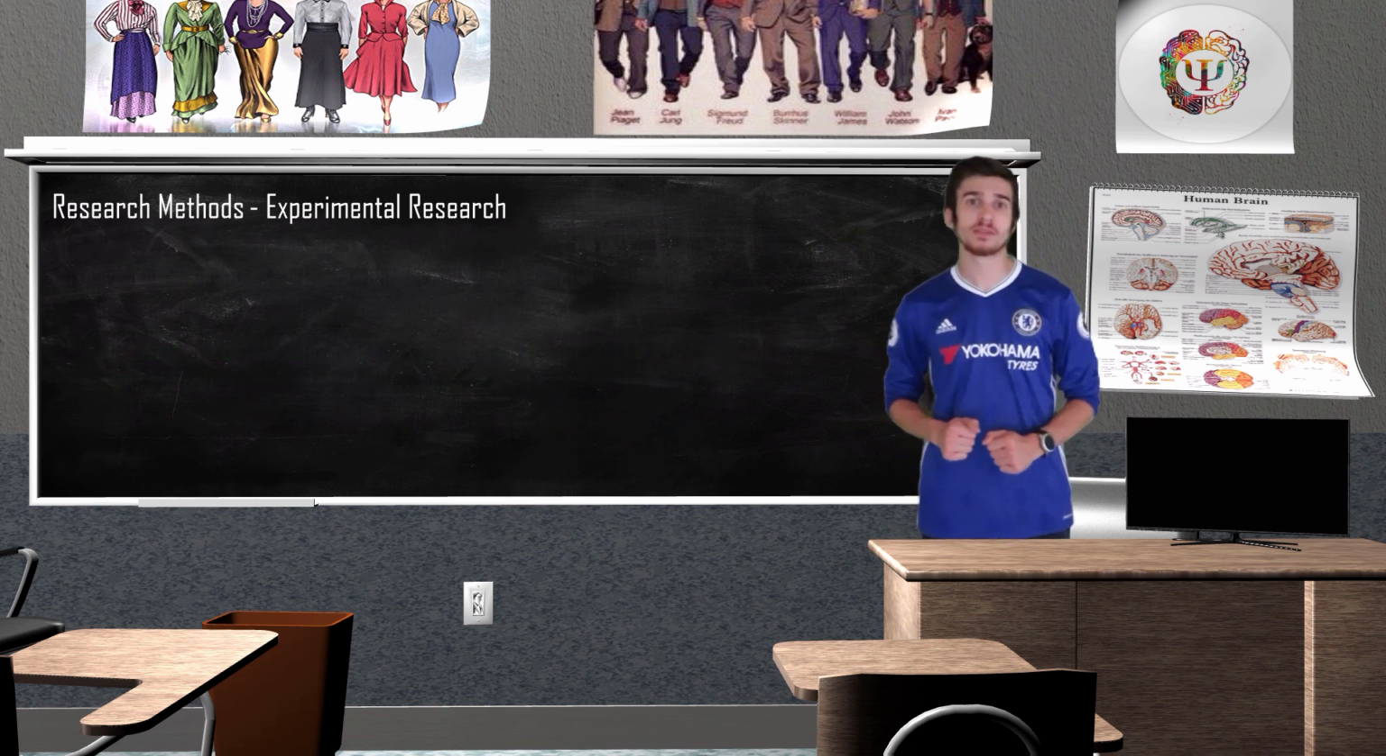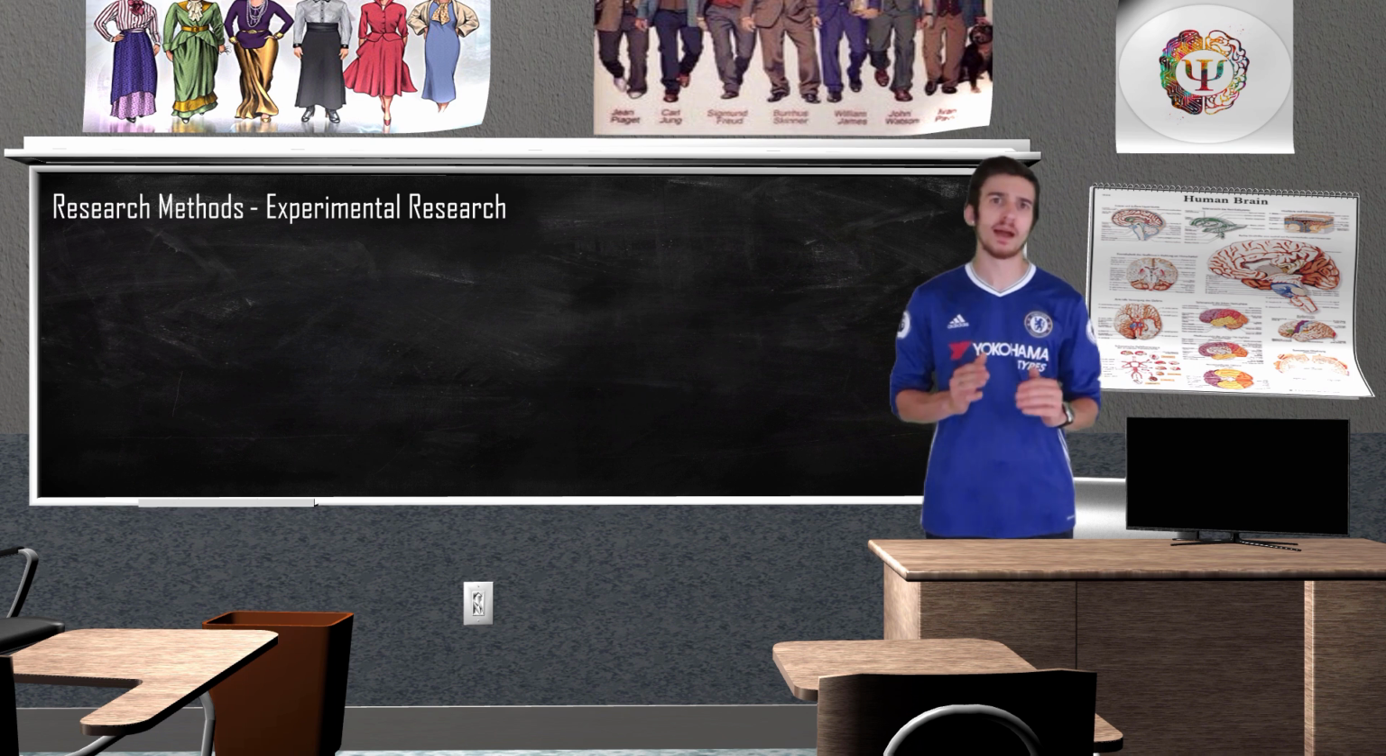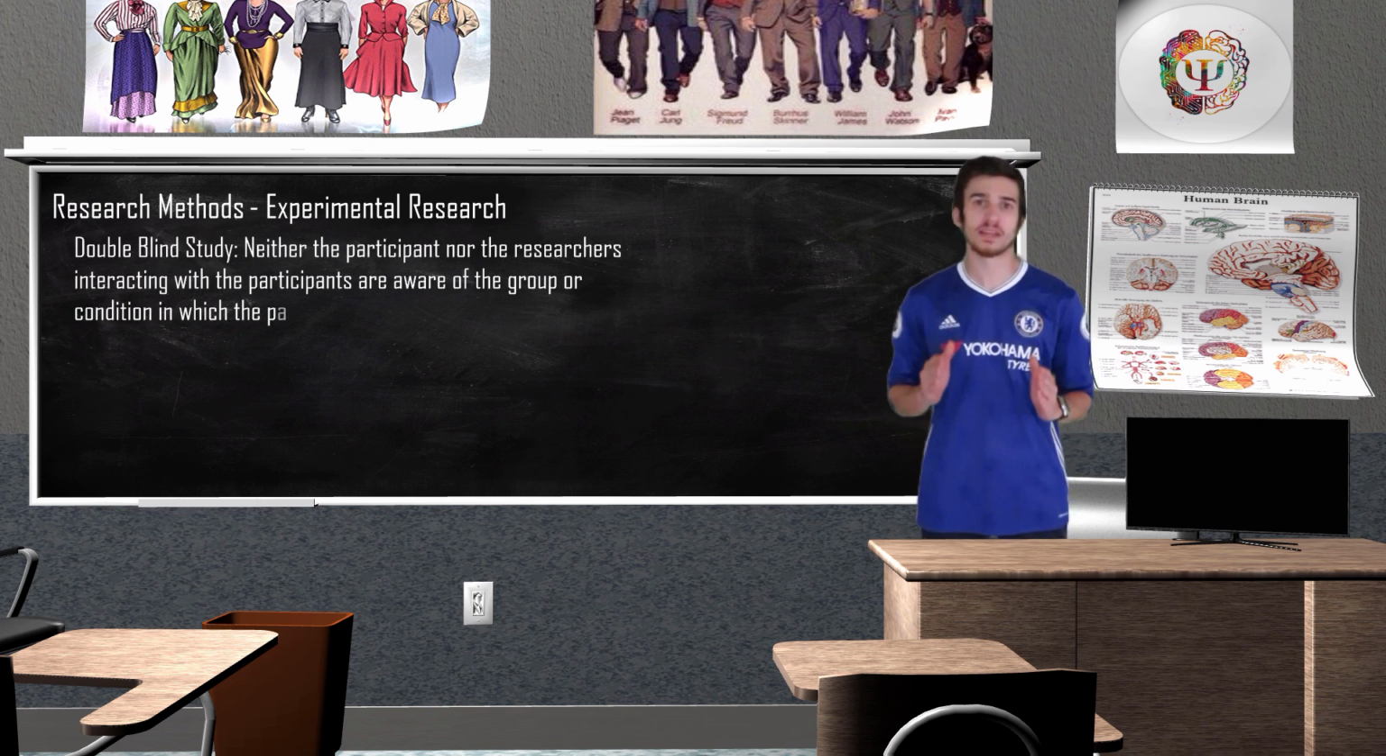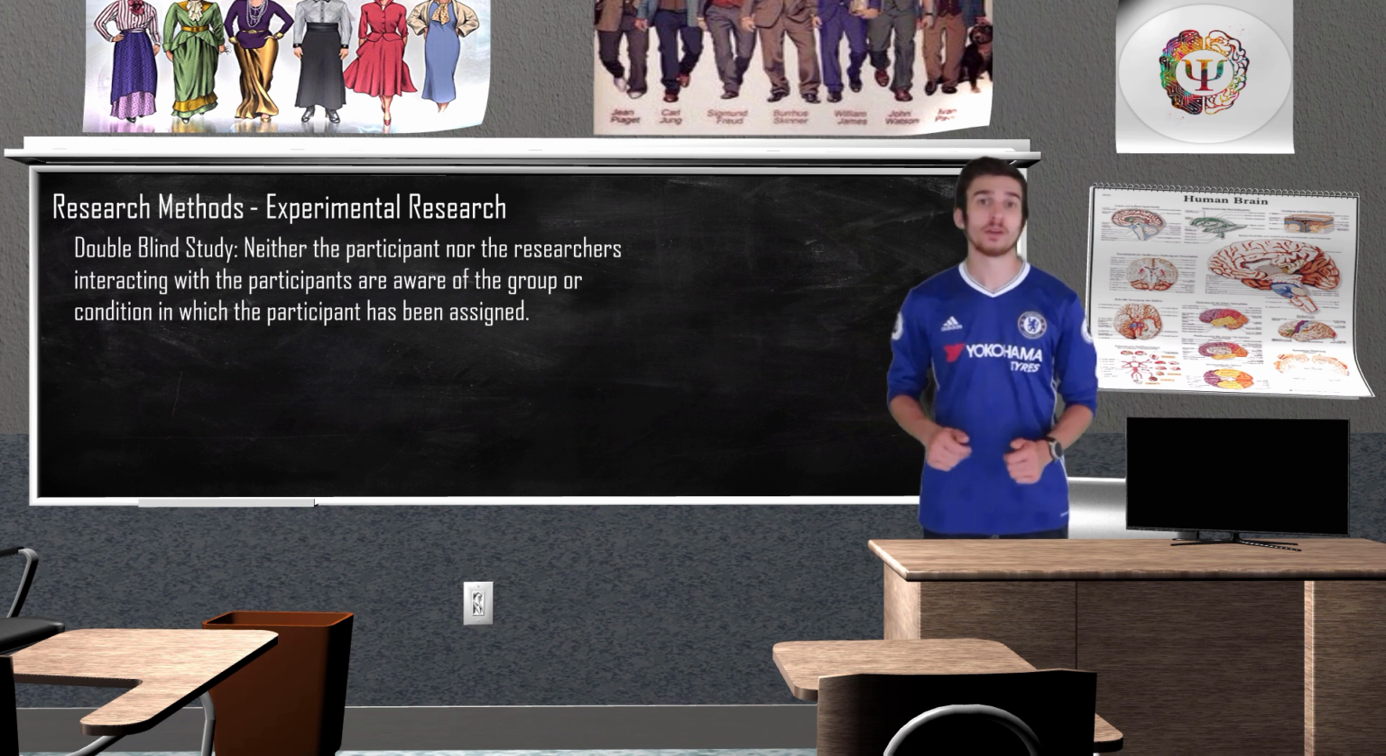Oftentimes during an experiment, to take away any type of experimenter bias, you will see a double-blind study being done. This is when neither the participant nor the researcher interacting with the participants are aware of who is in the experimental group or the control group.